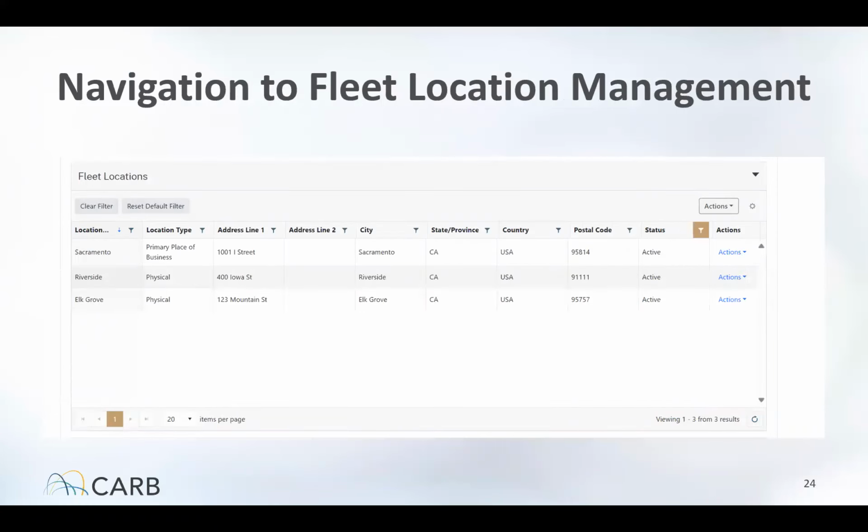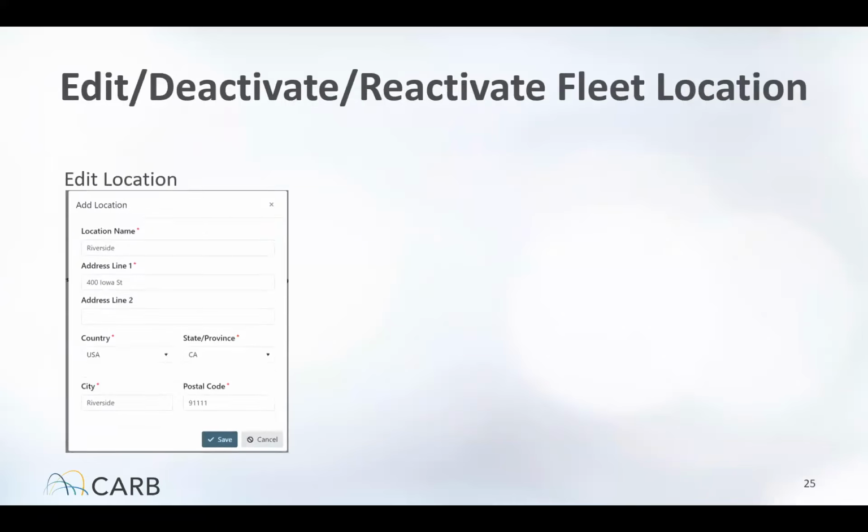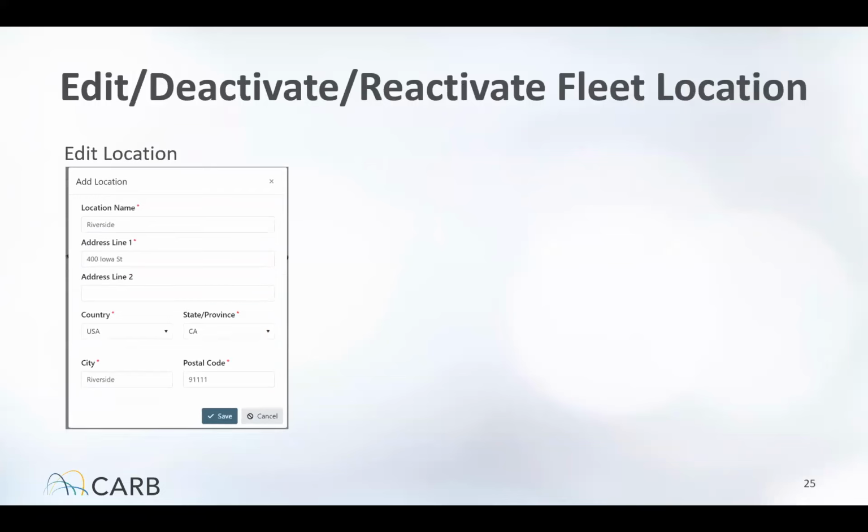As mentioned earlier, for your primary place of business, you can edit location information, but you will not be able to deactivate the location. Hence, when you click on the blue Actions for the location row, the Deactivate Location option is grayed out. If you click on the Actions for the other location rows, there are both options available, Edit Location and Deactivate Location. When you select Edit Location, this Add Location entry will pop up, and you can edit whatever location information you would like to change, then click Save.